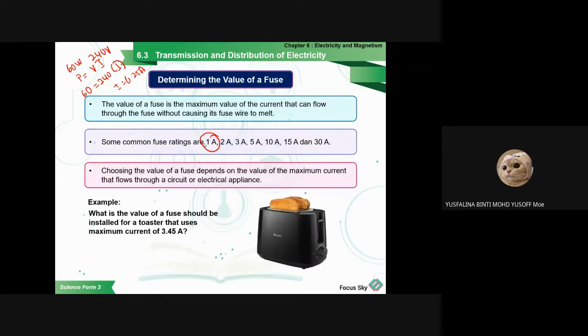So the example here: what is the value of fuse that should be installed for a toaster that uses a maximum current of 3.45? So you cannot choose 3 ampere, because if the current for the toaster, 3.45 ampere, flows, then it will melt the thin wire inside the fuse, and it will be cut off. So you have to choose higher. That means you have to choose 5 ampere. The value of fuse that you need is 5 ampere. Don't choose lower than 3.45. The closest one is the 5 ampere.